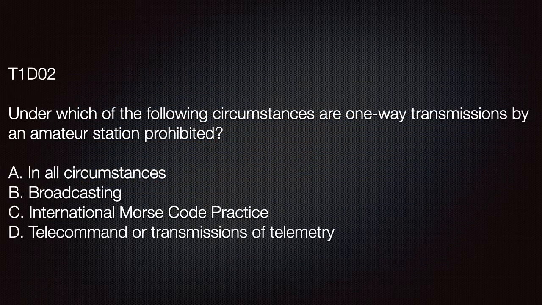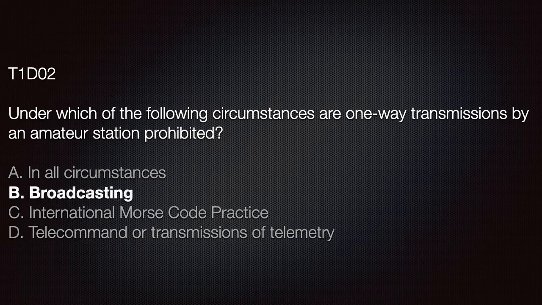The exam question is similar to this. Under which of the following circumstances are one-way transmissions by an amateur station prohibited? Alpha, in all circumstances. Bravo, broadcasting. C, or Charlie, international Morse code practice. Or D, Delta, telecommand or transmissions of telemetry. If you answered B, broadcasting, then awesome sauce. If not, keep trying. You can do this.